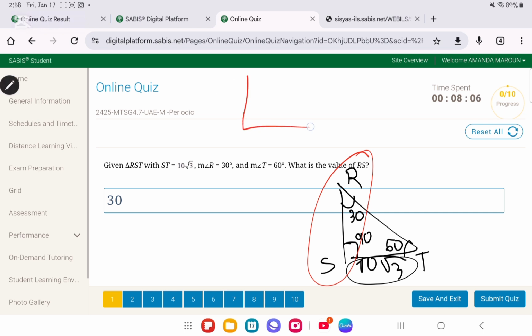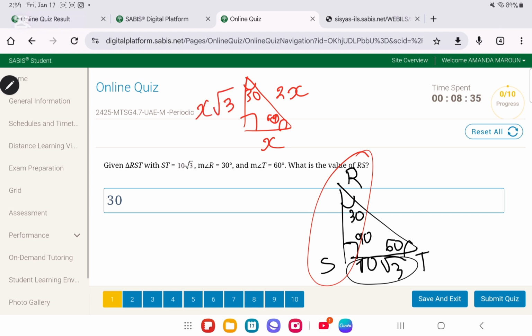Now, if you remember, in a 30, 60, 90 triangle, okay, if this side is 2x, which is the hypotenuse, then the small side, which is made by the angle of 90 degrees and the angle of 30 degrees, is going to be equal to x, and the side made with 30 and 90 is going to be equal to x radical 3.